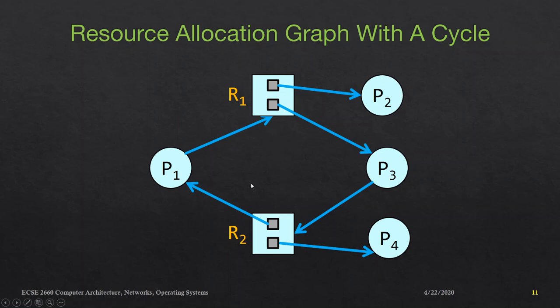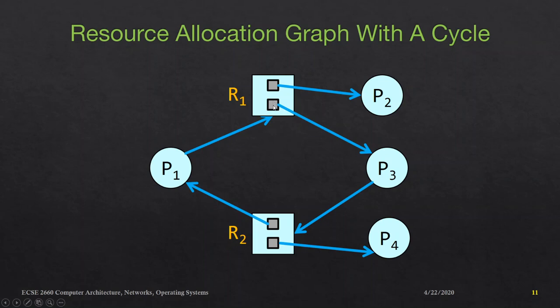Like here. If I start again from P1, go up, it is requesting a resource type 1. One instance of R1 is assigned to P2, the other instance of R1 is assigned to P3. So the cycle goes this way, down to P3, down to R2, down to P1 and back. So there is a cycle. However, because we have multiple instances of a particular resource, we will be able to make progress.